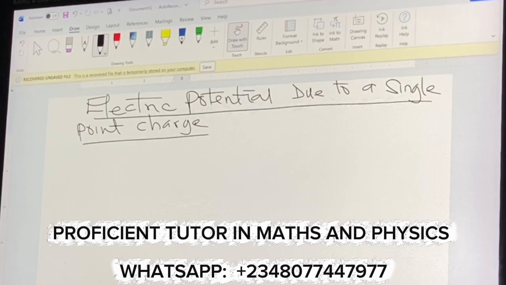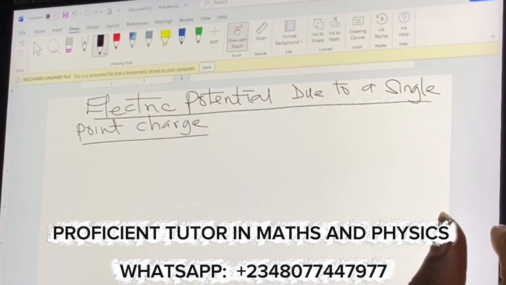In this video, we're going to focus on electric potential due to a single point charge. Before we solve some questions here, let's consider electric potential when distance is given.